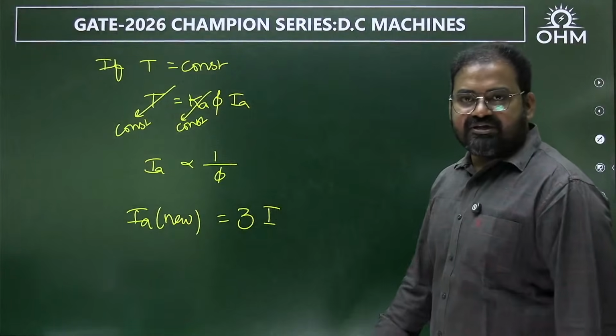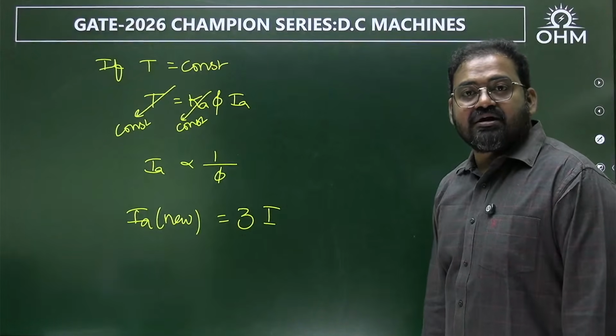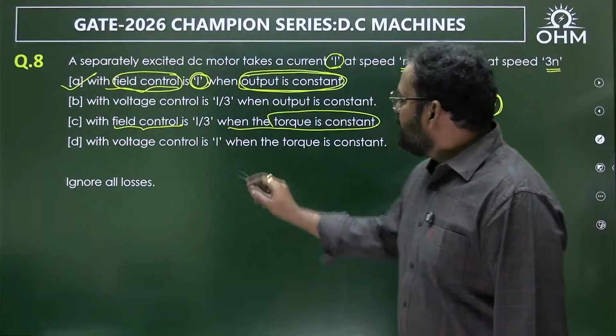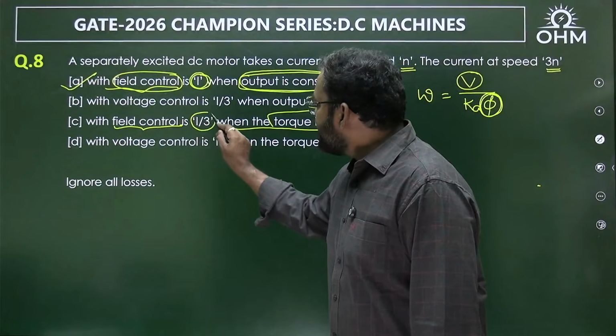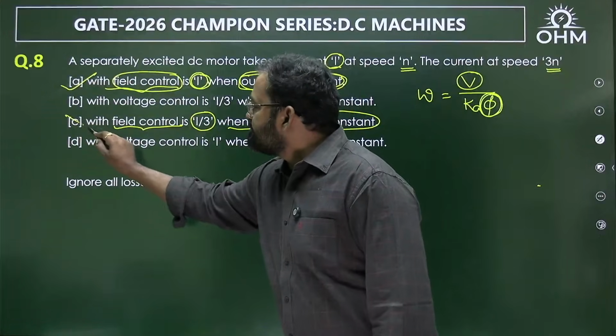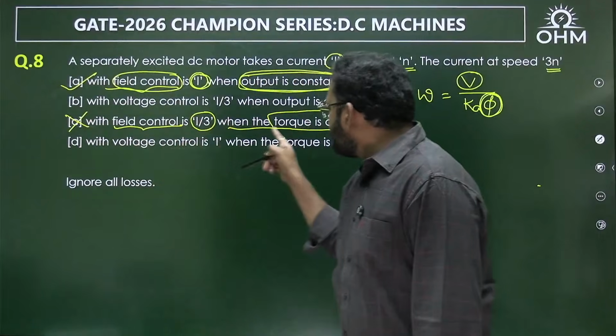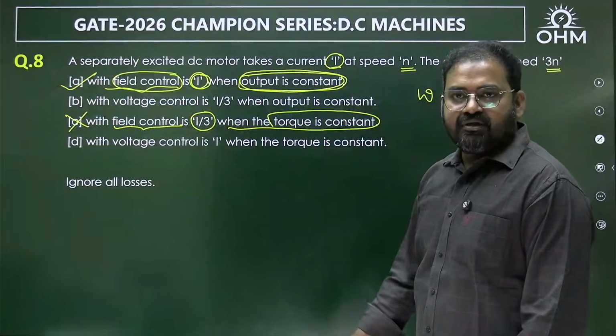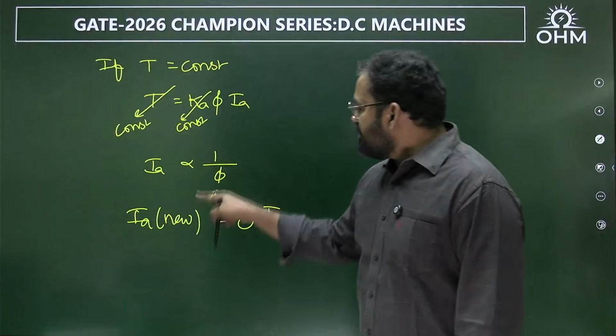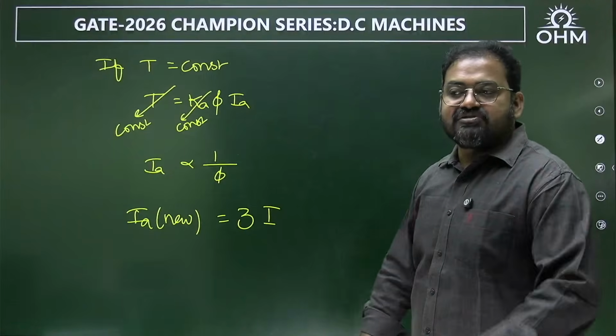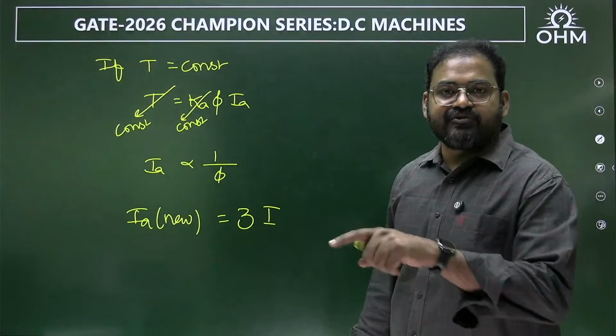Therefore, the new armature current will be 3 times of I. It is multiplied by 3. Therefore, the new armature current will be 3I. But in this, it was given I by 3. I by 3 is a wrong answer. Remember, this is a field control when torque is constant. Field control when a torque is constant, the new current must be 3 times of I, but in the question it was I by 3, therefore C is wrong answer.